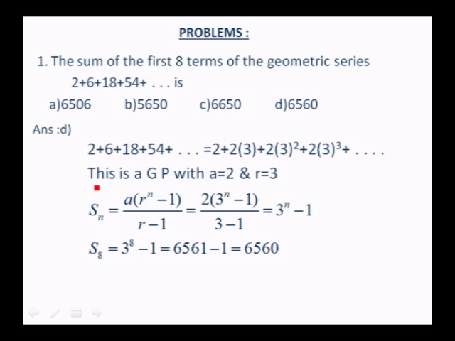So, 6560. So, it is an easy one, but the only thing is you have to write the given series in a proper way so that you can easily write down the first term A and the common ratio R.